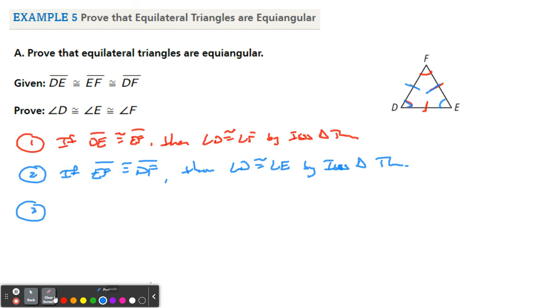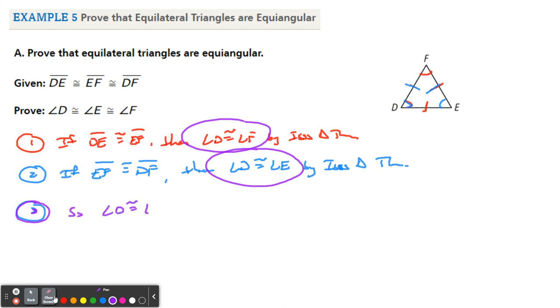So then step 3, let me do it in purple here. Now we're going to combine these two statements, right? If D is congruent to F and D is congruent to E, then E and F are also congruent to each other, and all three are congruent. So angle D is congruent to angle E is congruent to angle F by, and typically when you have two things congruent to the same thing, we use the transitive property, by the transitive property. And there we go, and that's the proof.